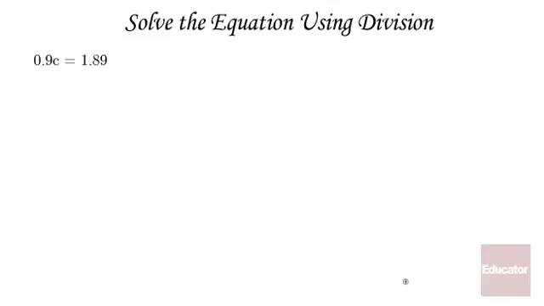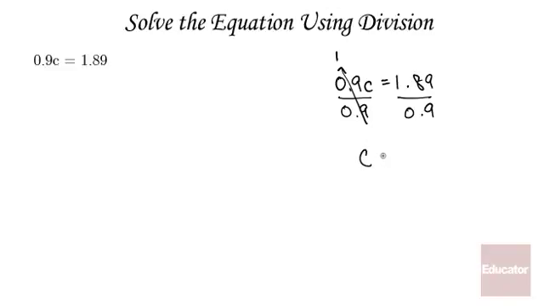Let's try another example of solving the equation using division, this time with a decimal. Negative 0.9 times c equals 1.89. So the opposite of multiplying by 0.9 is to divide by 0.9. 0.9 divided by 0.9 simplifies to 1. And 1 times c is c.